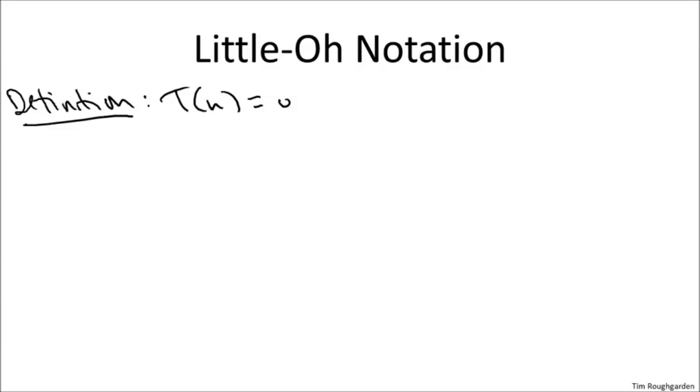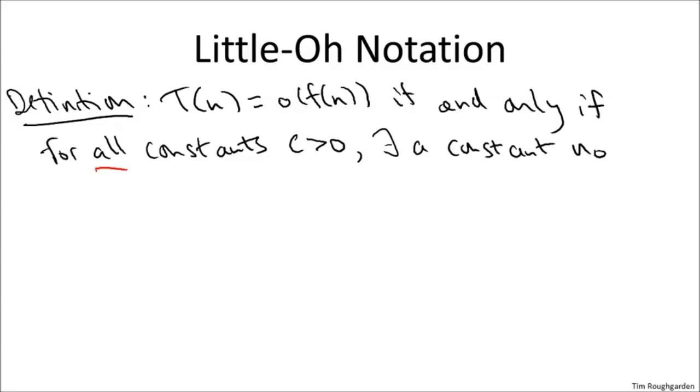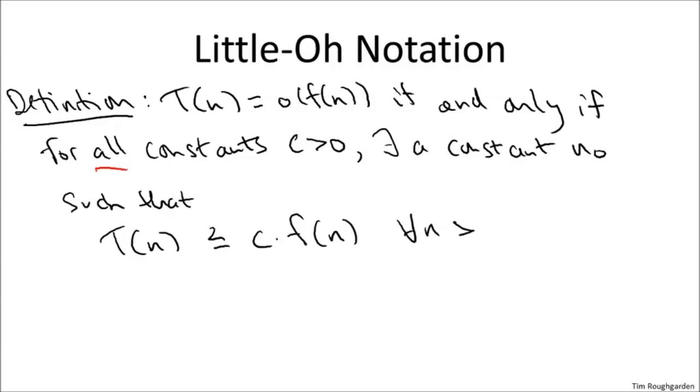So formally we say that a function T of n is little o of f of n if and only if for all constants c there is a constant n naught beyond which T of n is upper bounded by this constant multiple c times f of n. So the difference between this definition and that of big O notation is that to prove that one function is big O of another, we only have to exhibit one measly constant c such that c times f of n is an upper bound eventually for T of n. By contrast, to prove that something is little o of another function, we have to prove something quite a bit stronger. We have to prove that for every single constant c, no matter how small, for every c there exists some large enough n naught beyond which T of n is bounded above by c times f of n.